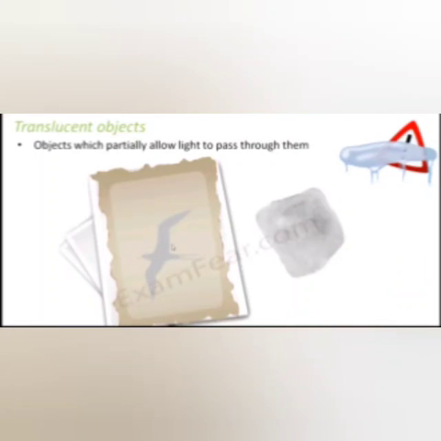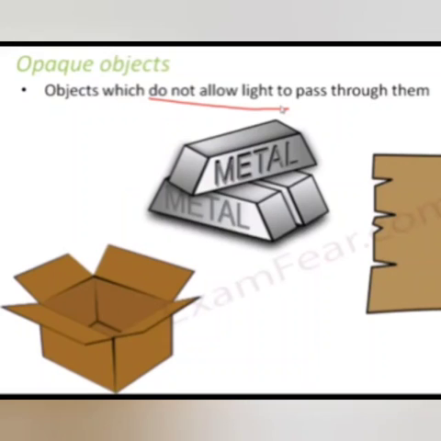Next is translucent objects. Objects which partially allow light to pass through them are known as translucent objects. It means some light will pass through them. Examples: frosted glass, bathroom window. Next is opaque objects. Objects which do not allow light to pass through them are known as opaque objects. Examples are wood, metal, stone, etc.